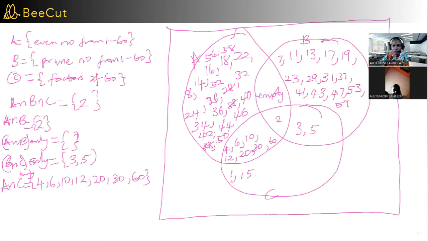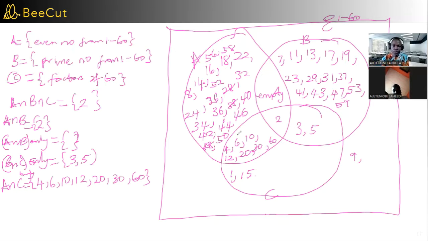Now let us check, because our universal set is from 1 to 60, if there is any member of 1 to 60 that has not been represented here. Let's check. We have seen 1, 2, 3, 4, 5. We have seen 6 somewhere there. We have seen 7. We have seen 8 here. Where is 9? Is there 9 anywhere? There is nothing defining 9 here. So 9 should be here because it's not a member of any of the circles.